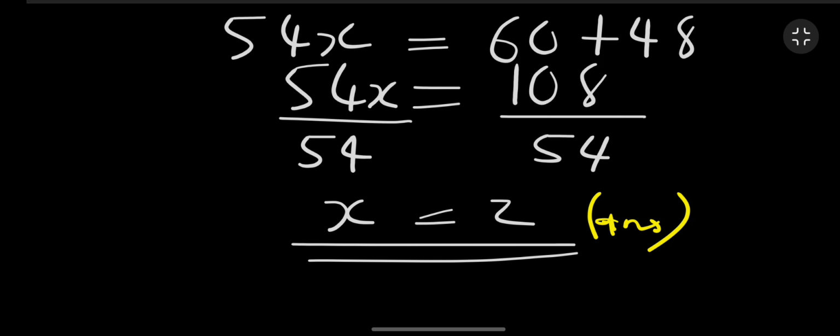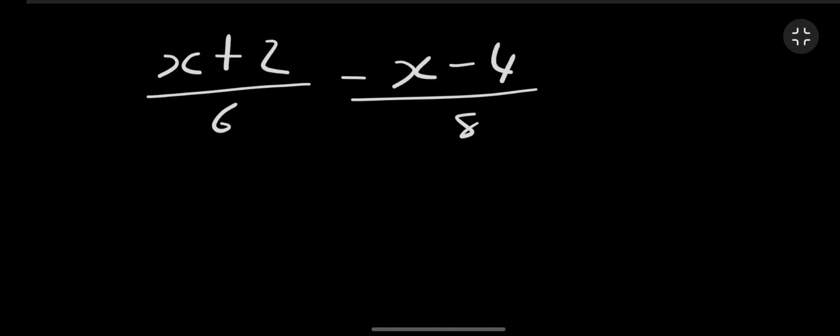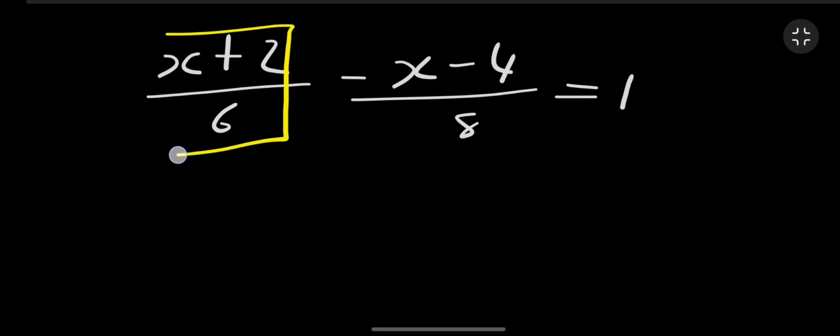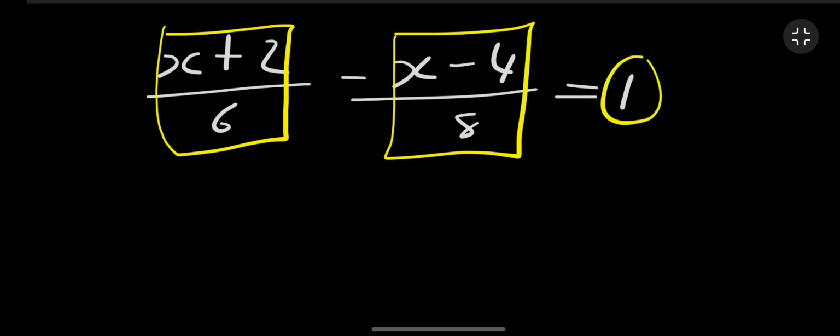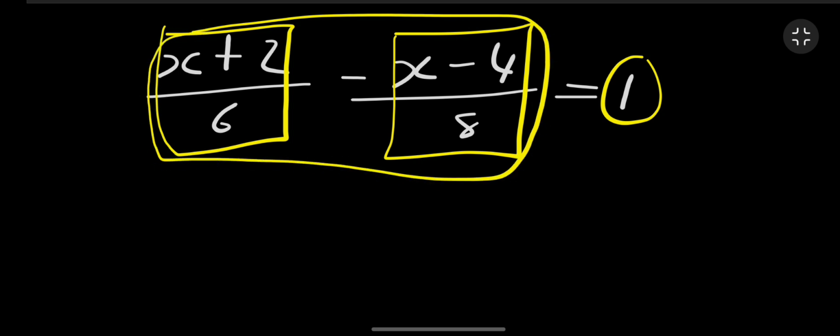Now let's move on to another example. So let's say we do have this question. In this example, we do have this fraction subtracting this fraction, which is equal to 1. So the first thing that you're going to do is to simplify this part of the question.